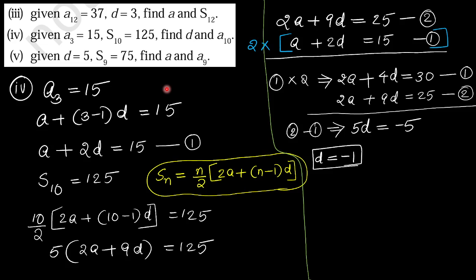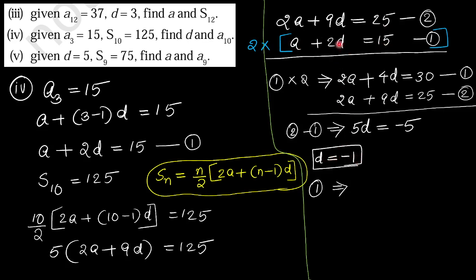Okay, everyone understood. So I can find out a also, because for the 10th term I need a and d. Can I find out a? Yes. d equal to minus 1, you can substitute in any of the equations. So the first equation, before multiplying by 2, I had the equation a plus 2d equal to 15. Is it the simple equation?